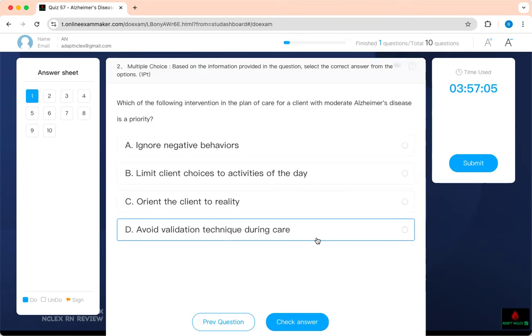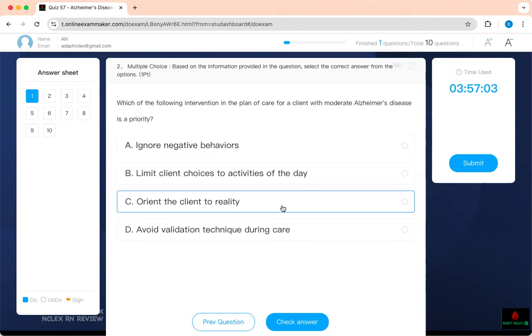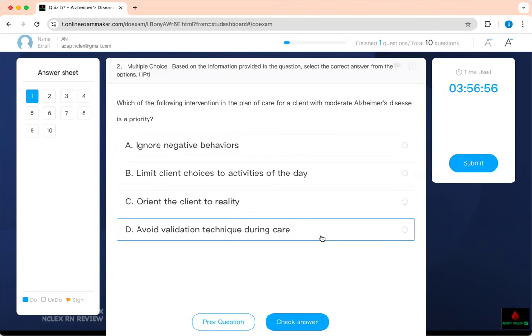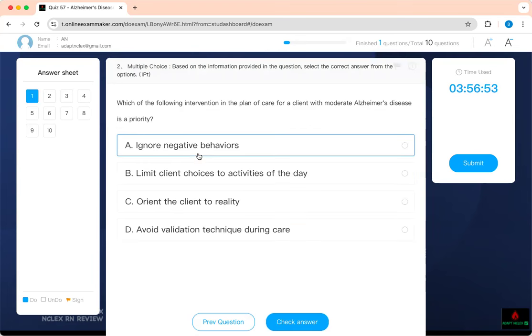What should you do? Always, don't memorize the answer. Look at the other answer choices and pick the one that makes sense. Ignore negative behaviors. I told you they're going to have negative behaviors. Redirect them. Don't ignore them. Limit client choices to activities of the day, right? They're going to have problems with daily activities. They will try to figure out how to cope with all those things. Make sure the activities are a little bit limited so they have one choice to deal with and they will be fine. Orient the client to reality.